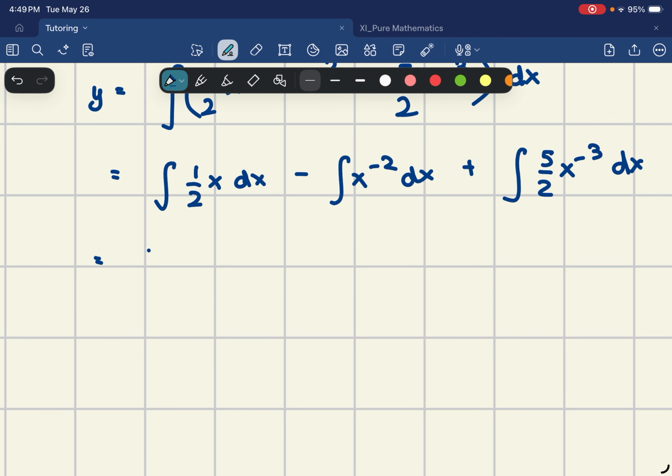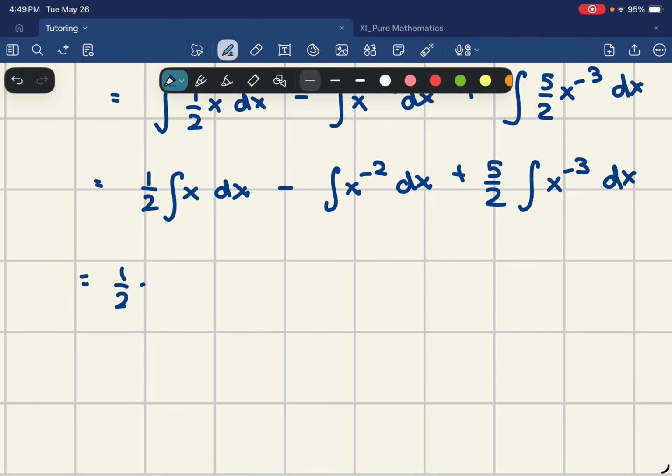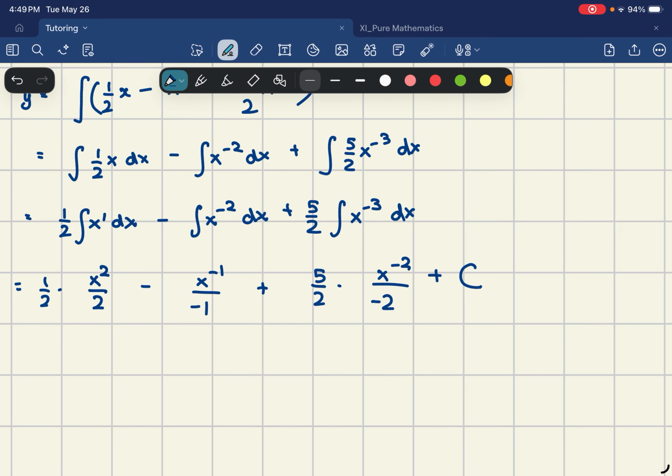And now you can bring out your constants. And finally, you can integrate. So integration of x to the power 1 is x squared by 2, right? You raise your power by 1, you divide by your new power. And same goes here. You raise your power by 1, so minus 2 plus 1 is minus 1, you divide by your new power. Plus same here. You raise your power by 1 and you divide by your new power. And remember to add your constant c at the end.